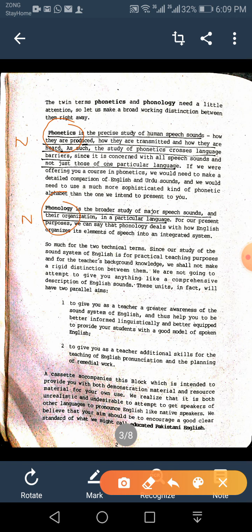So I'm just trying to introduce you to the introductory unit of the Allama Iqbal Open University phonology book. Now here the authors mention phonetics and phonology. So these are interrelated branches. Actually, there is a minor difference, that phonology is language specific.